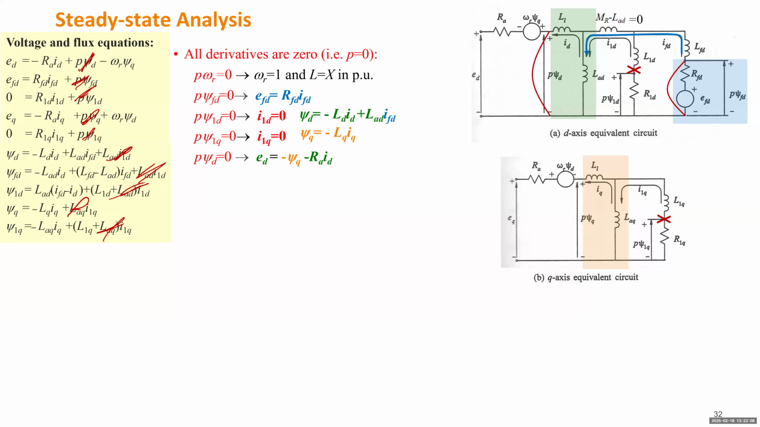So next we assume psi D doesn't change. Psi D is the stator flux linkage. If psi D doesn't change, that is equivalent to a short circuit connection between those two terminals. So finally, there are only two terms influencing the terminal voltage. One is the current flowing through this resistance, and the other is proportional to the flux linkage in the Q axis.